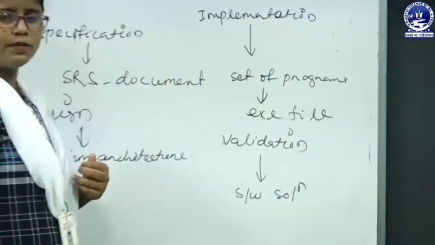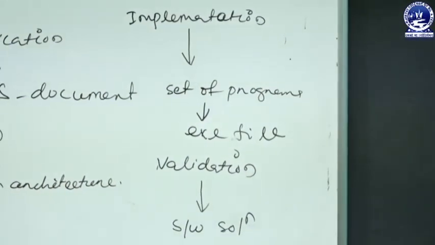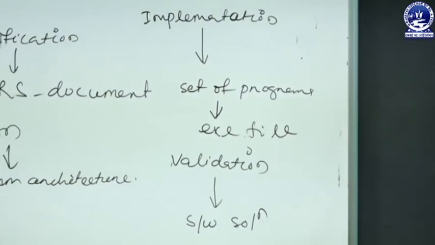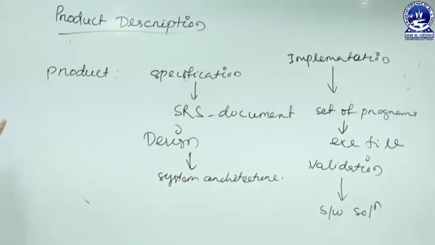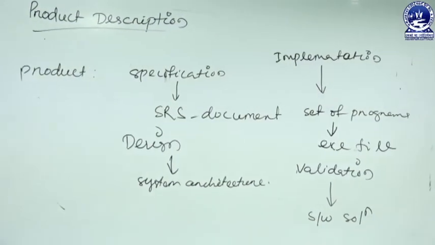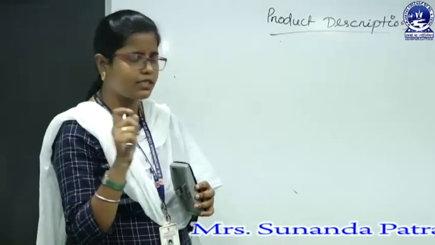Next is the maintenance phase. Maintenance phase means we are going to maintain the software as per the user requirement. So, these are the product specification we are going to specify in case of product description. The second thing we have to describe in the product description is the role.